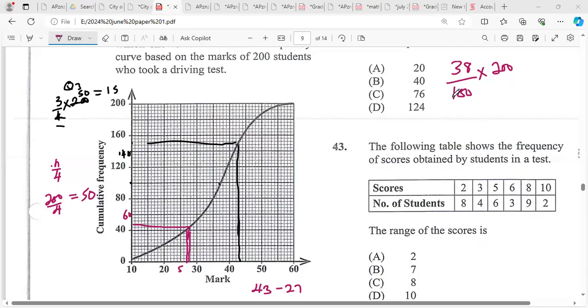Yeah, that works out to 76 students pass if it's 38 out of 200.